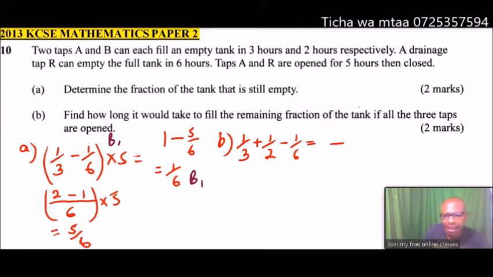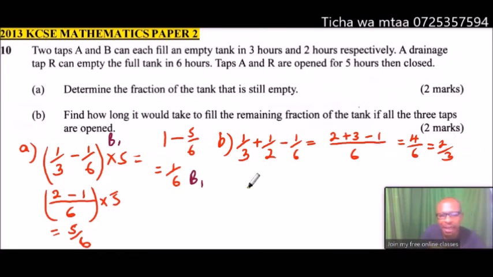We can compute that by getting the LCM, which is 6. So you divide by 3, this will give you 2, plus 6 divided by 2 is 3, multiplied by 1, you get 3, minus 1. And this is going to give you 5 minus 1, which is 4/6, which is equal to 2/3. So 2/3 of the tank will be full. That is the amount that will enter the tank.